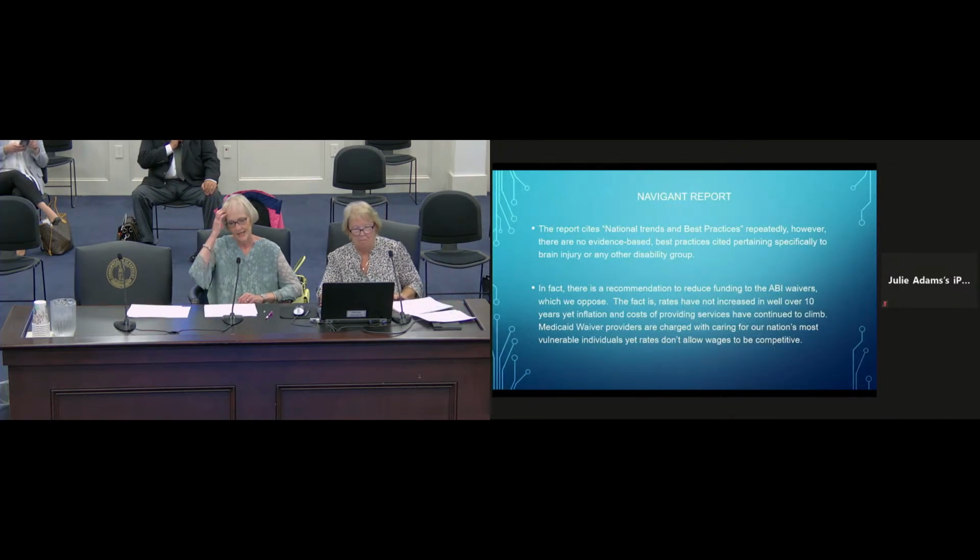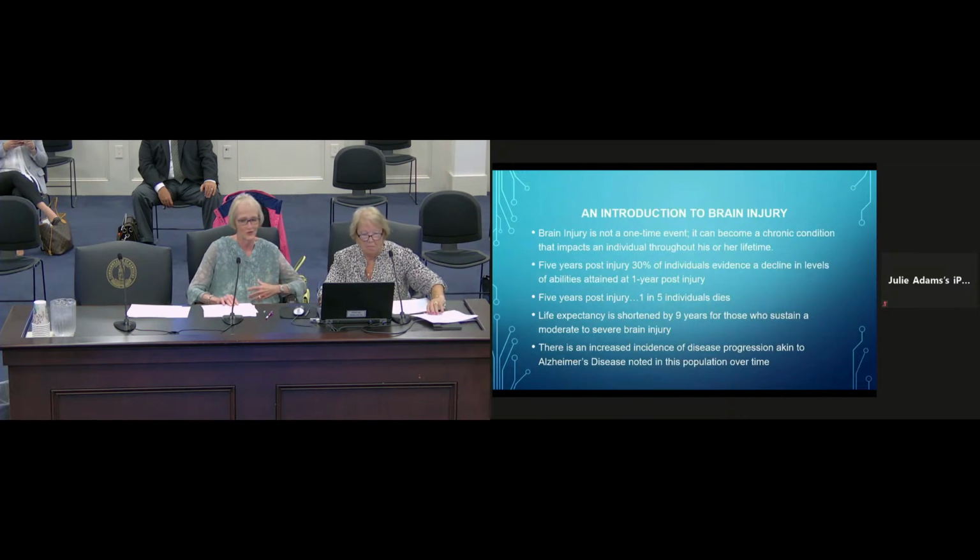The report cites national trends and best practices repeatedly. However, there are no evidence-based best practices cited pertaining specifically to brain injury or any other specific disability group. In fact, there is a recommendation to reduce services in the ABI waivers, which we strongly oppose. The fact is that rates have not increased in well over 10 years, yet inflation and costs of providing services have continued to climb. Medicaid waiver providers are charged with caring for our nation's most vulnerable individuals, yet rates don't allow wages to be competitive, and you've heard this from all of us this afternoon.